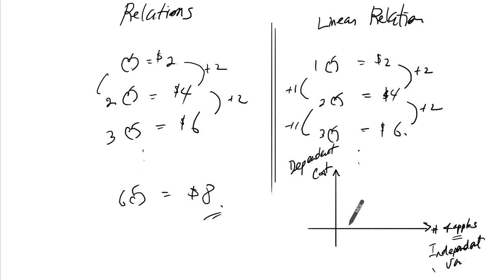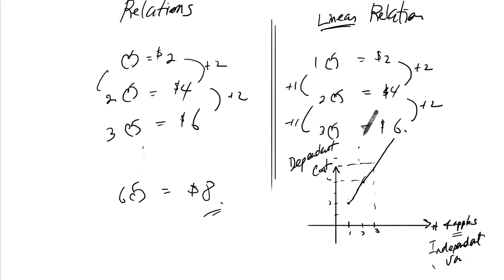So if you have 1, it was 2. If you had 2, it went up to 4. If 3, it'll be 6. If you were to graph it, you get a straight line. So that matches with the name, linear relation.